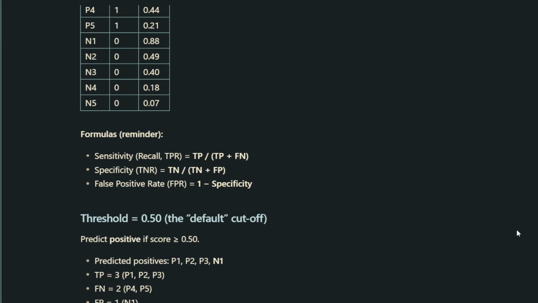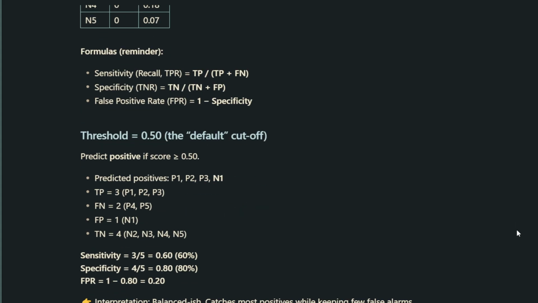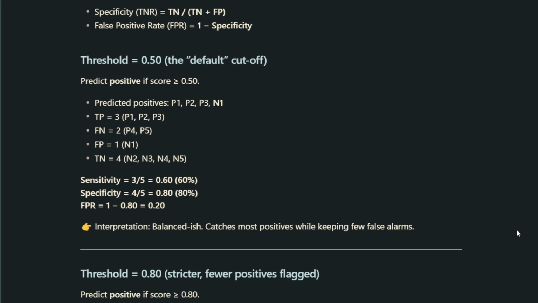Now, the big question is, how do we convert these probabilities into predictions? That's where a threshold comes in. If the score is greater than or equal to the threshold, we call it positive. Otherwise, we call it negative. Let's test this with 3 different thresholds.